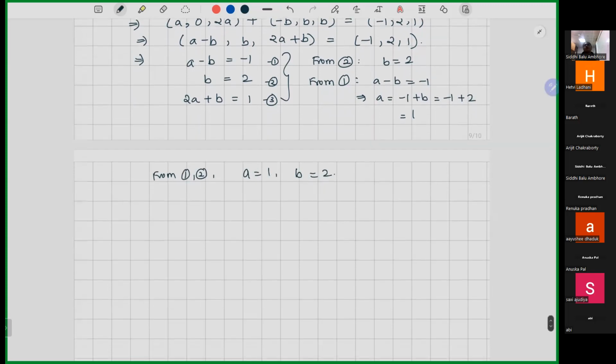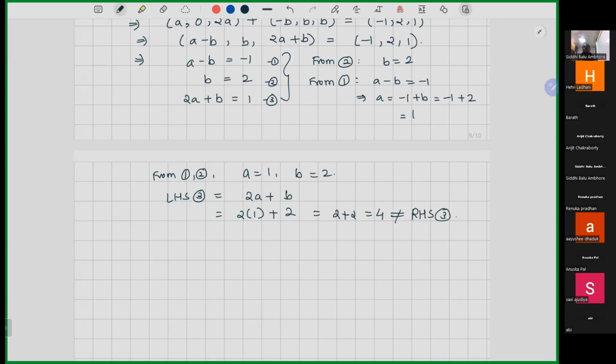Right? But we also want this A and B to satisfy the third equation as well. So what is the third equation? LHS of 3, let me write, it is 2A plus B, which is 2 into 1 plus 2. So what is this? 2 plus 2? It is 4. And which is not equal to RHS of 3.